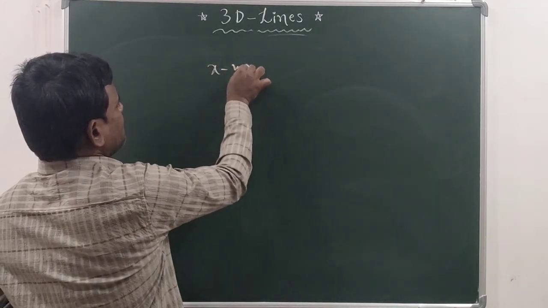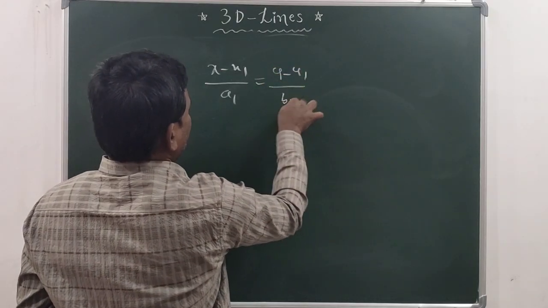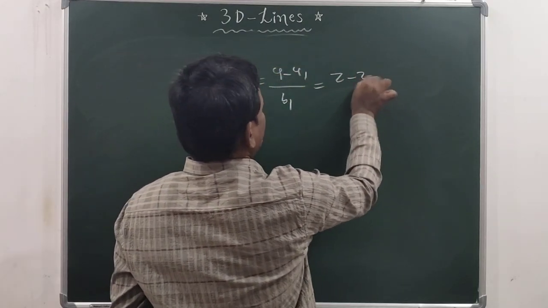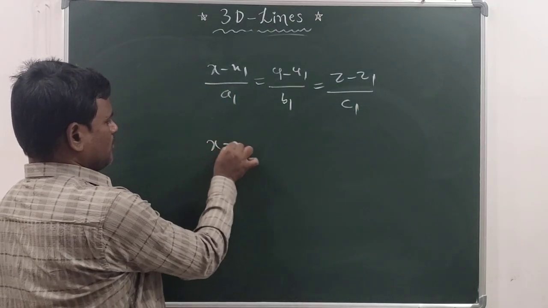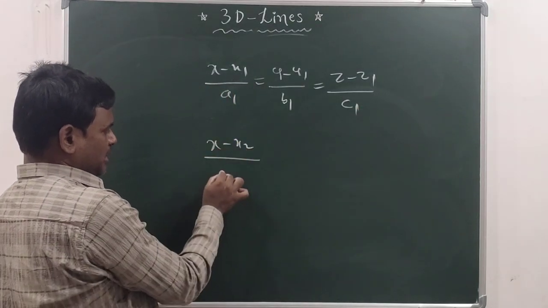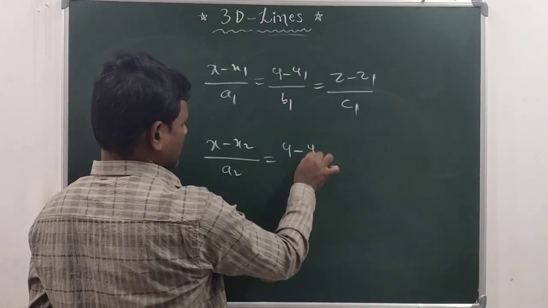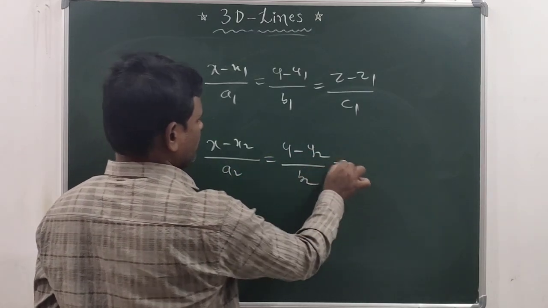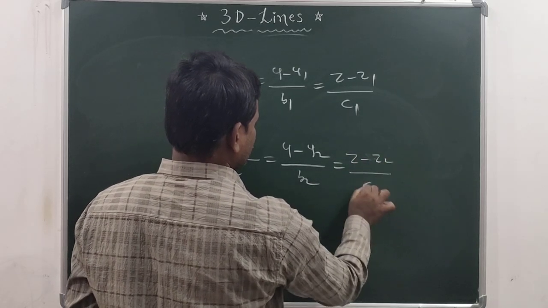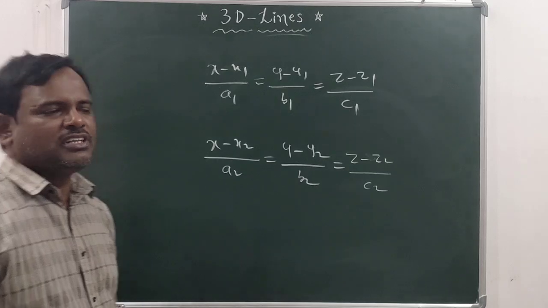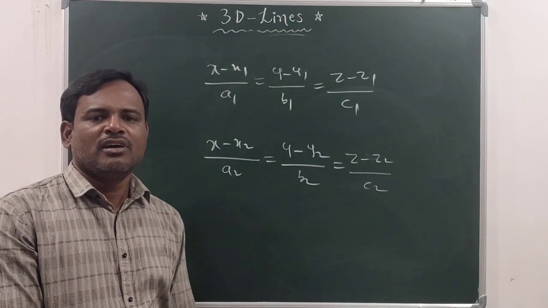x minus x1 by a1, y minus y1 by b1, z minus z1 by c1. This is one line. And one more line is given, x minus x2 by a2, y minus y2 by b2, z minus z2 by c2. Two lines are given. Whether these two are coplanar or not, means belonging to the same plane or not.